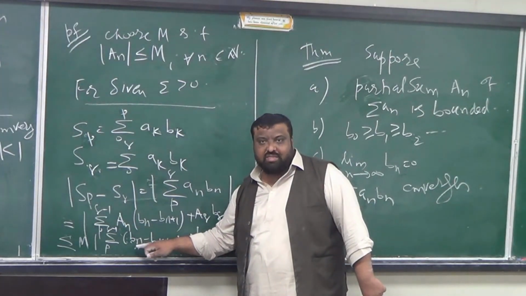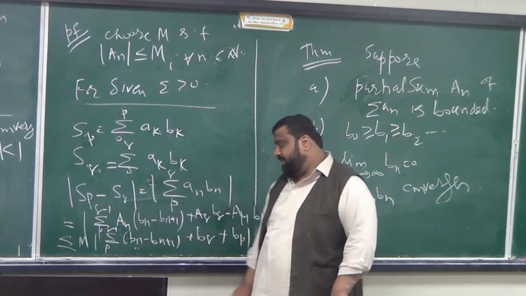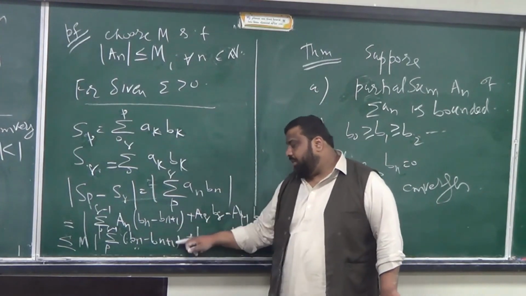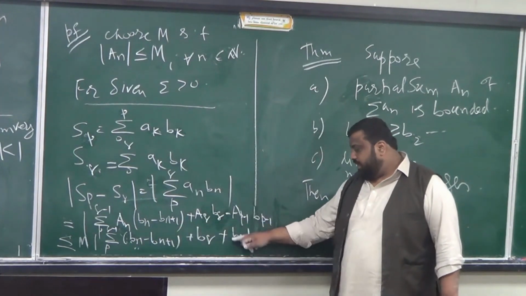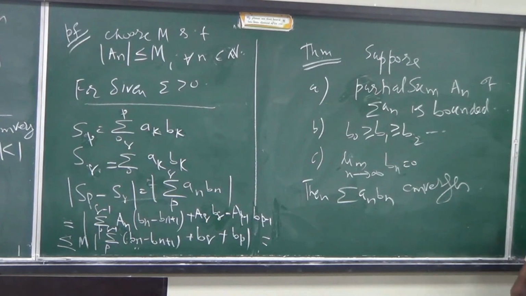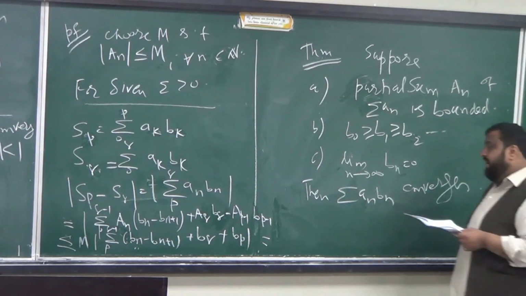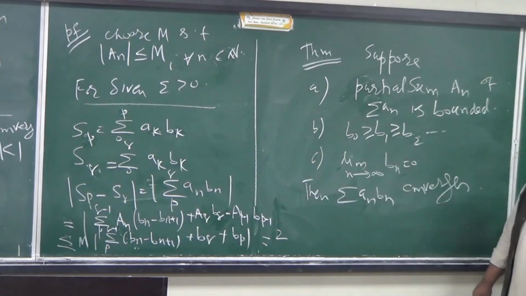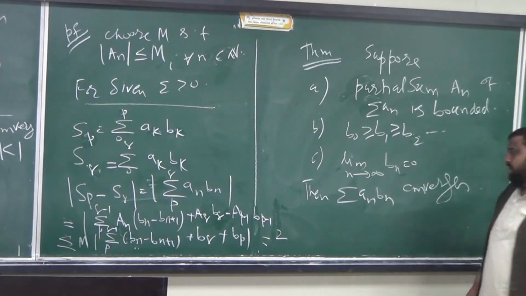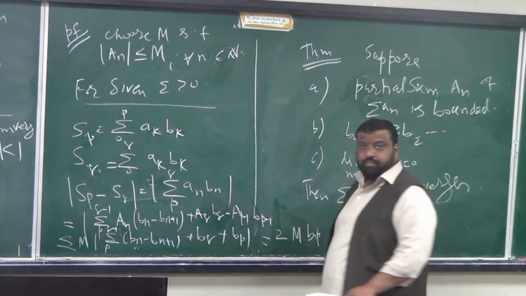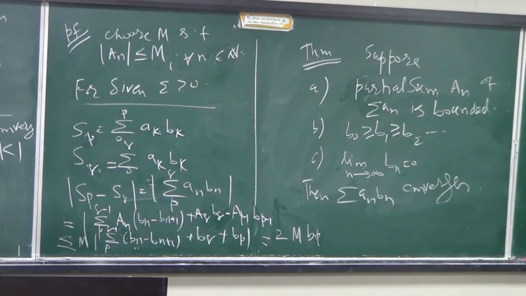Why? Because the sequence is decreasing, so the terms should be smaller than BP actually. Yes. So this is smaller than BP, this is smaller than BP, this is smaller than BP. All of these are smaller than BP. Okay, so I can do what? I can say that this guy is smaller than 2M times BP.